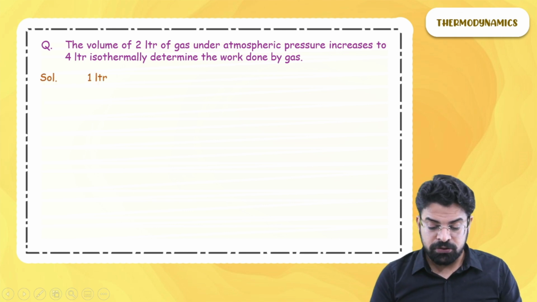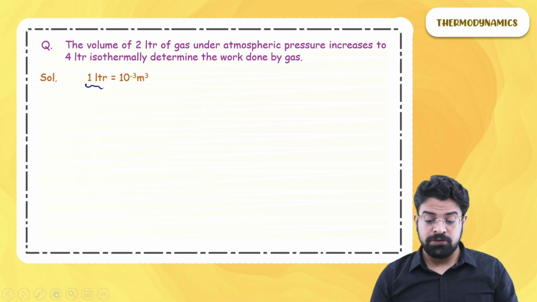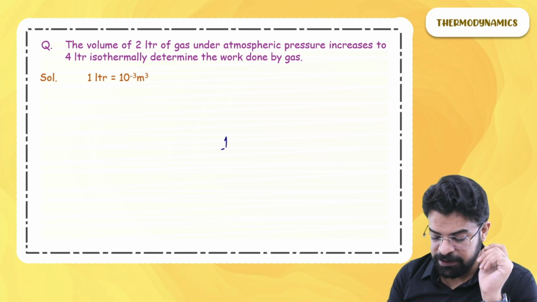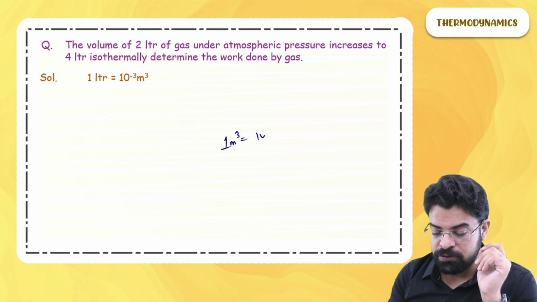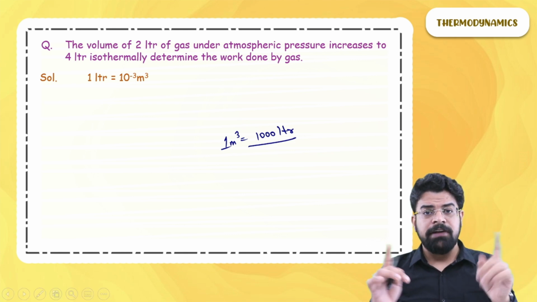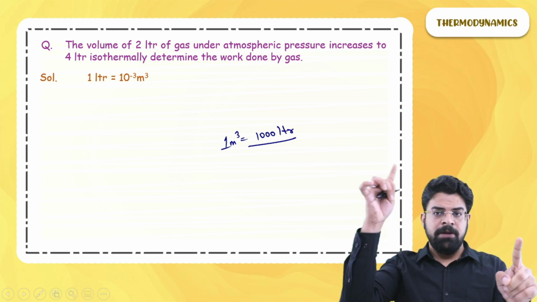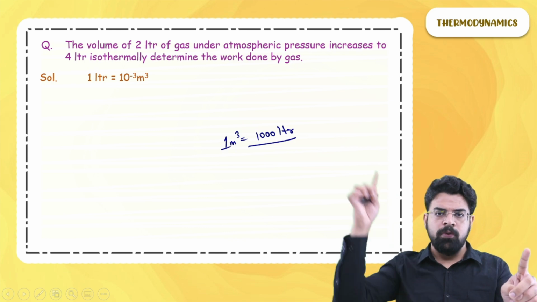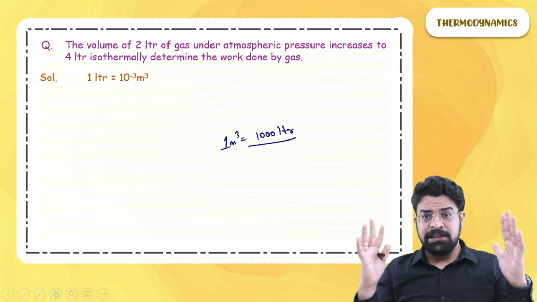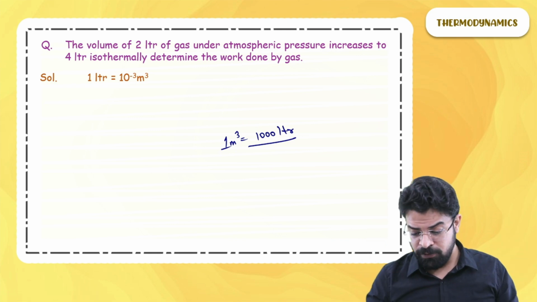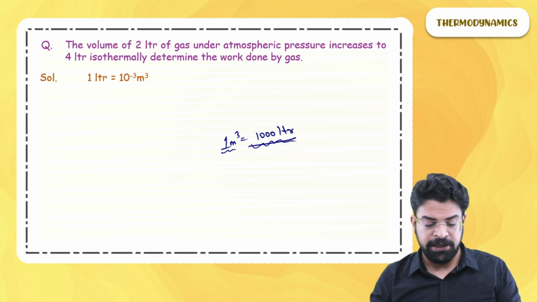The conversion goes like 1 liter is equal to 10 raised to power of minus 3 meter cube. Personally, I think of it this way: 1 meter cube equals 1000 liter. If you have a cubical tank of dimension 1 meter by 1 meter by 1 meter, its volume will be L into B into H, 1 into 1 into 1 meter cube. In this tank, you can place 1000 liter of water. So 1 meter cube is equal to 1000 liter.